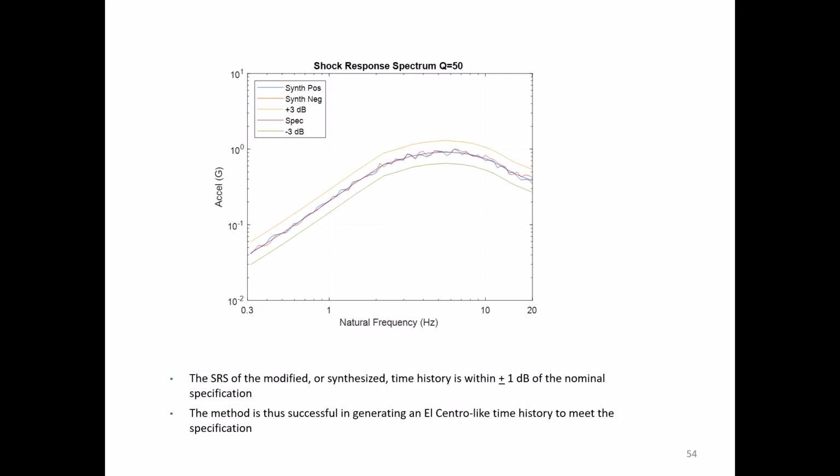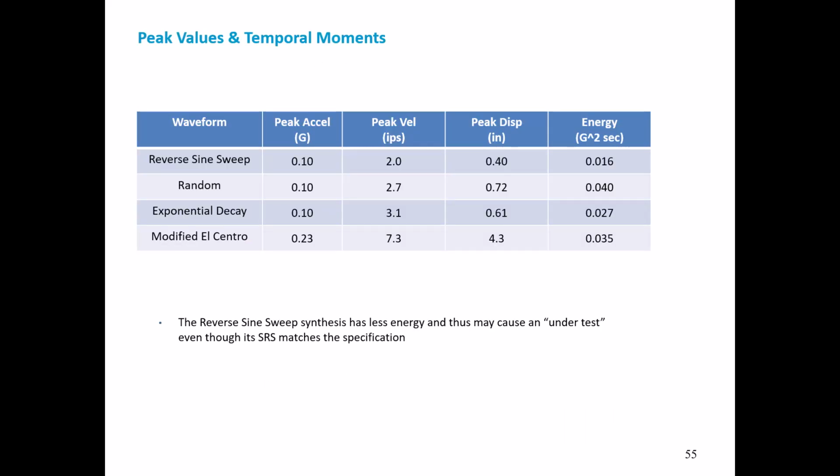Well, one more slide to go, and we're going to go back and revisit some things we did last time, but also take a look at what we just did. So here's a table. These are the peak values and temporal moments. The last time we met, we used 3 different waveforms to satisfy that Vandenberg specification: a reverse sine sweep, a random, and an exponential decay.